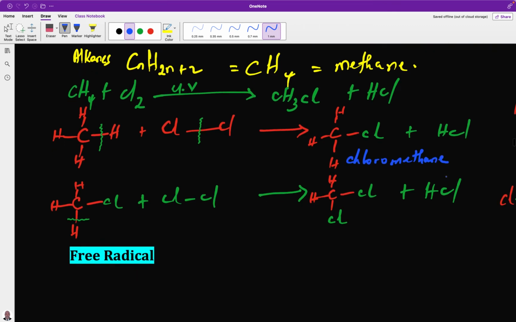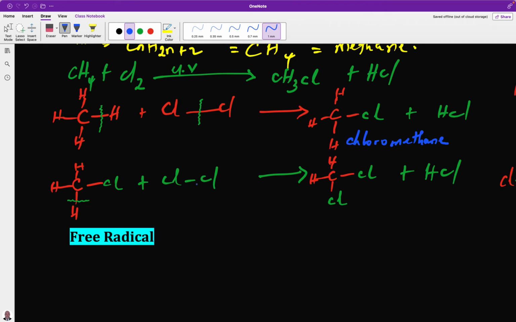After the formation of chloromethane, it now reacts with a molecule of chlorine. What happens with the molecule of chlorine? There's fission. There is breakage in the molecule of chlorine, and the C-H bond also breaks. Hydrogen and one of the chlorine atoms combine to give hydrogen chloride. Then the other chlorine atom substitutes the hydrogen. So now it becomes what? Dichloromethane.